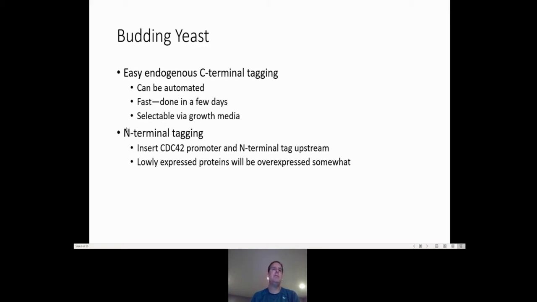When it comes time to do N-terminal tagging, and I'm going to talk about that a little bit, we can also tag those endogenously, but we have to insert an exogenous promoter. And we're going to use the CDC42 promoter, which is a fairly conservative promoter. But you should be aware that for the N-terminal screen, some of the lowly expressed proteins will be overexpressed a little bit. These are not highly overexpressed, but they are certainly sometimes a little bit more than their endogenous counterparts.